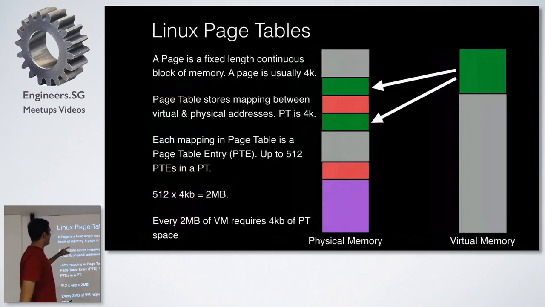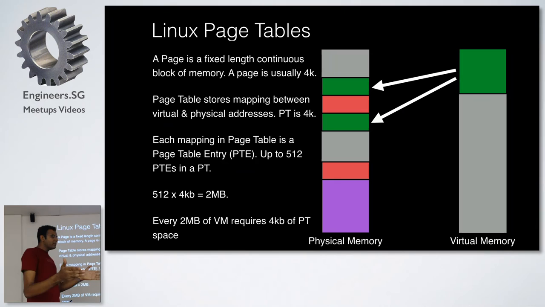A page is basically the minimum amount of memory you can ask from the system. In most systems, a page is 4 kilobytes. You can ask for 2 megabytes through huge pages, but that doesn't matter right now. Just assume that 4 kilobytes is the minimum you can ask. A page table stores the mapping, the arrows there, between virtual addresses for a process and the physical addresses in physical memory. Each mapping is saved in the page table, and each table can hold up to 512 mappings.